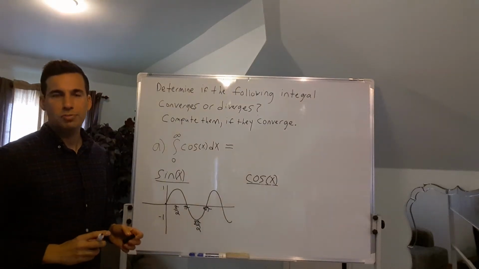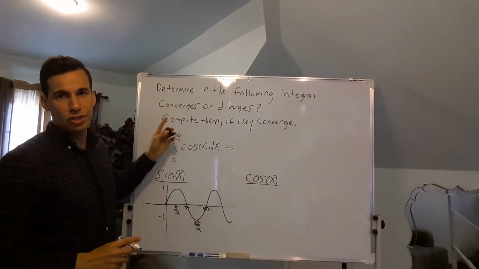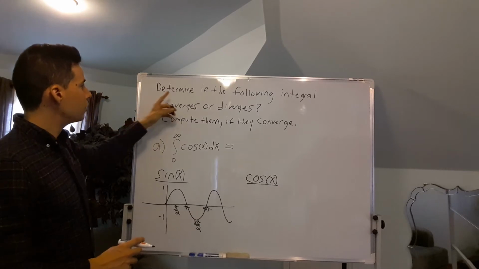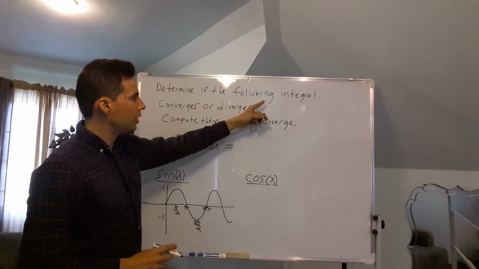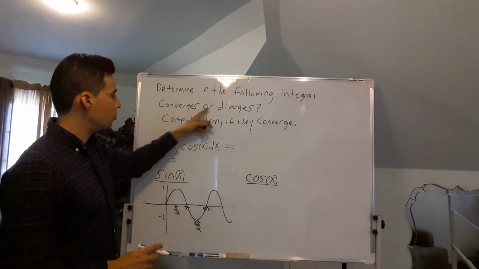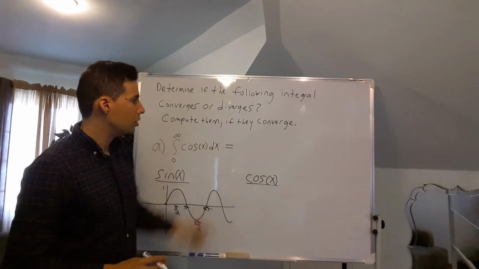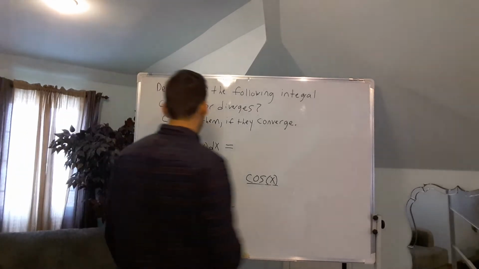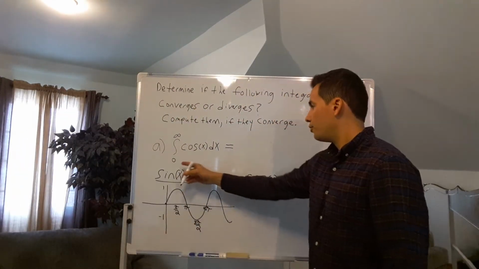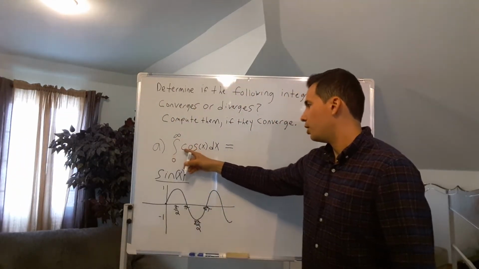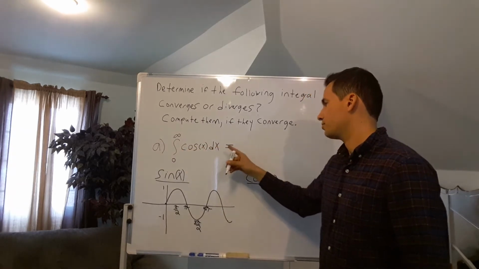Okay, so I want to do this problem on using the integral test. The question is: determine if the following integral converges or diverges, and compute it if it does in fact converge. So we're going to look at the integral between 0 and infinity of cosine of x dx.